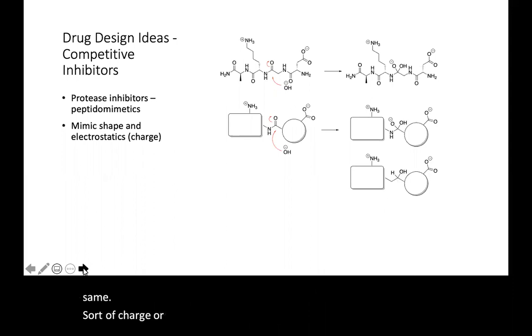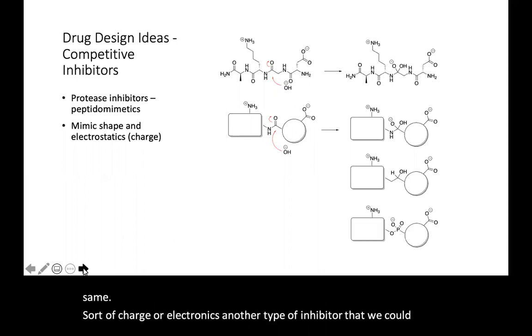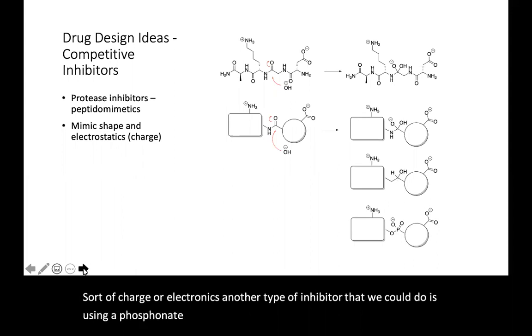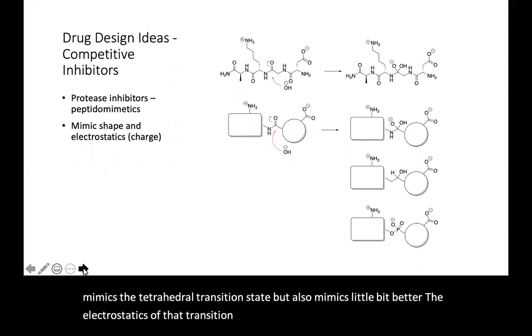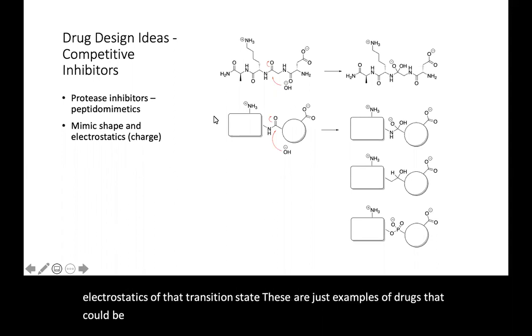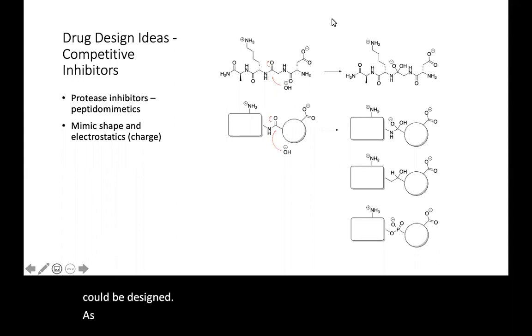Another type of inhibitor that we could do is using a phosphonate inhibitor. This is probably a little bit better in that it mimics the tetrahedral transition state, but also mimics a little bit better the electrostatics of that transition state. These are just examples of drugs that could be designed as potential inhibitors for this enzyme.